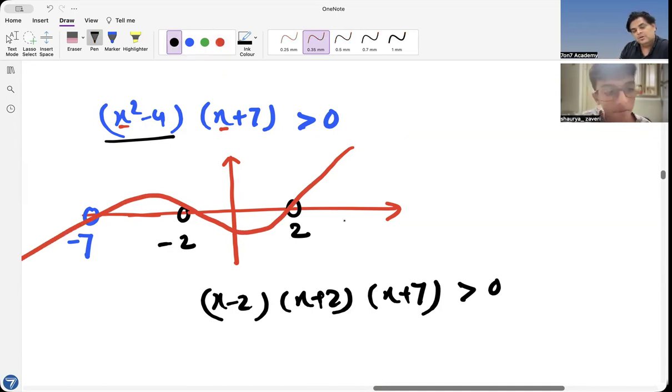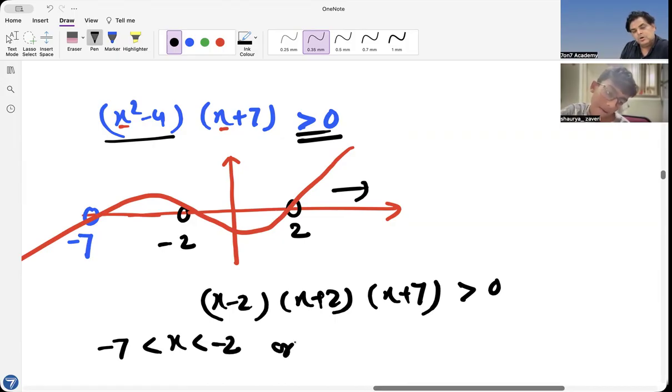Now, what are we looking for? Plus. Where is it plus? This side and in between. So the answer is going to be x between −7 and −2, or x more than 2.